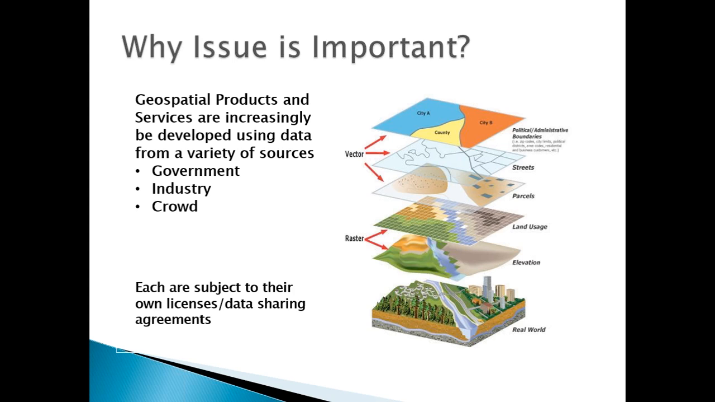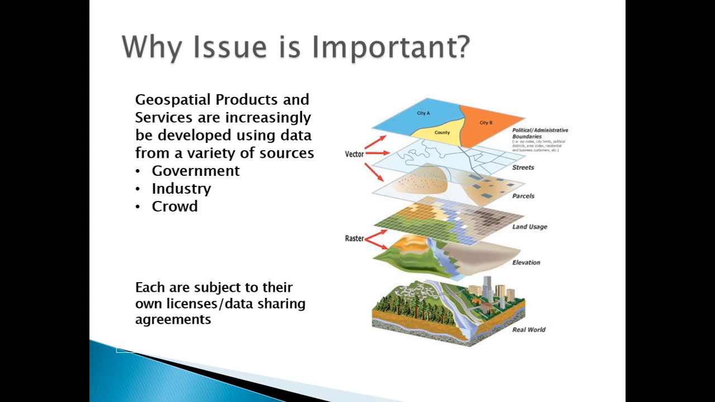Just to start with, I'm sure most of you have seen a map or an image similar to the one I have here, but I think it's helpful to show that increasingly geospatial products and services are made up of data from different sources and different sensors. Those sources may be government, they may be industry, increasingly it's from the crowd, and it may be a variety of different sensor types, whether it be imagery, ground-based sensors, or drones in the future.